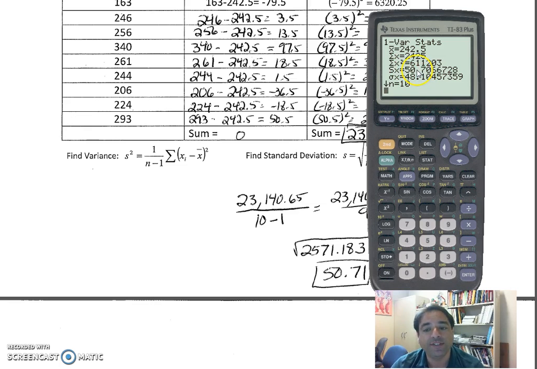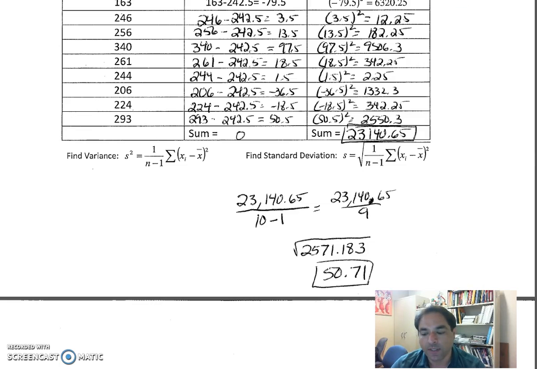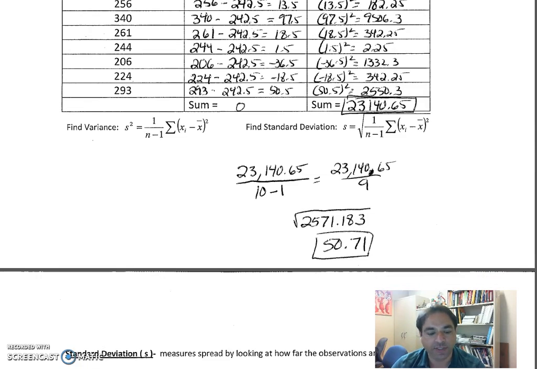Now remember, what does this number mean? It means the distance from the mean. So your average is 242.5, and the average difference, the typical distance from the mean, is 50.71. We'll talk about how we use this, but for right now, think about it as distance from the mean. Okay?